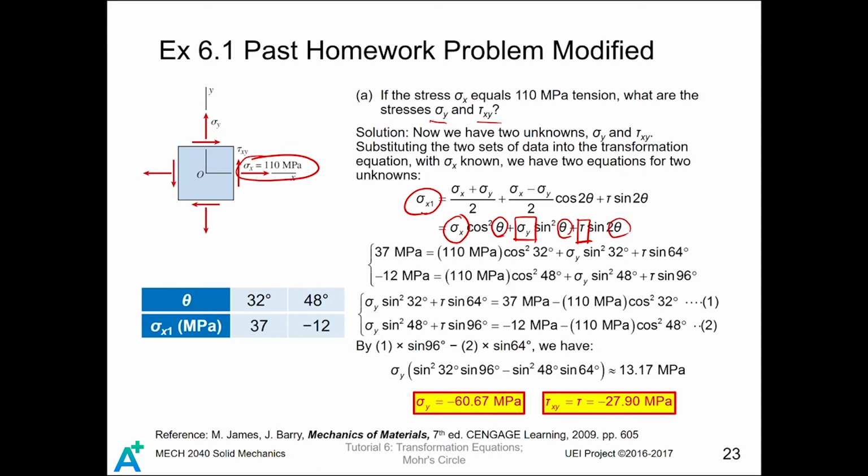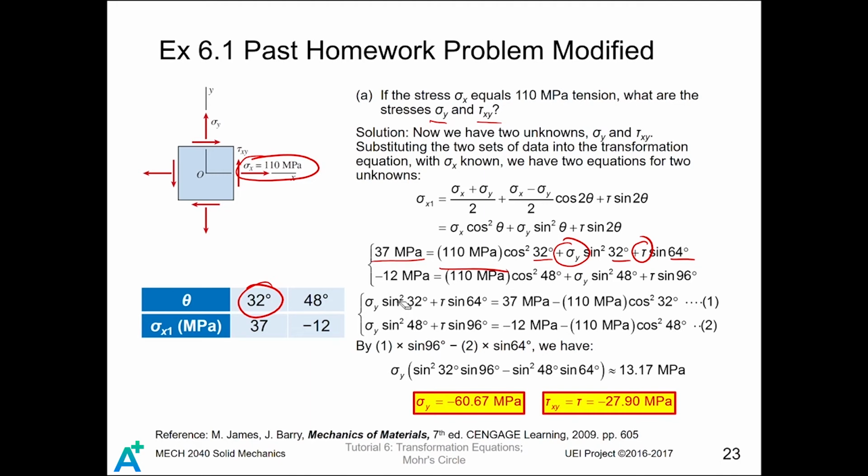In this problem, it gives you two groups of data for your calculation. That means you're going to use two equations to solve for tau and sigma y. Firstly, substitute everything you know into the equation. At angle 32 degrees, sigma x1 equals 37 and theta equals 32. We also know what sigma x is. Then you can write this equation with unknowns sigma y and tau.